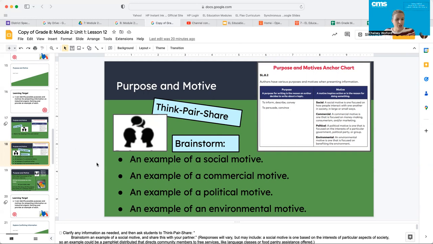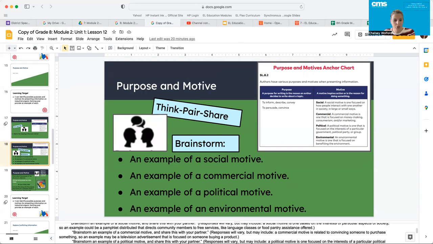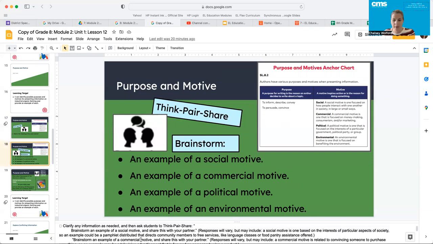All right, guys. So hopefully you guys were able to talk about some different examples. I'm going to share a couple of examples with you right now. An example of a social motive might be a pamphlet that's distributed that directs community members to free services like language classes or food pantry assistance that is offered. That's social. That benefits the people that interact in a society.